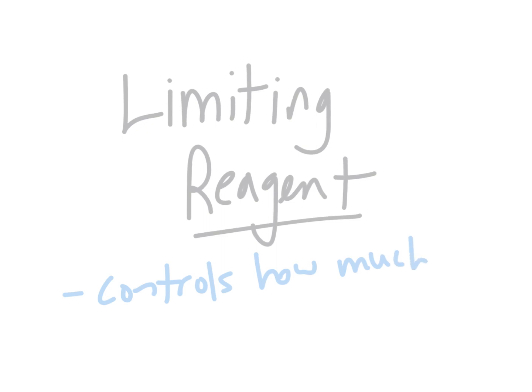This screencast is going to be about determining which reactant is the limiting reactant, or the limiting reagent, as they usually put it. The significance of the limiting reagent in a reaction as modeled by a chemical equation is that it controls how much product is made. It controls how much product is actually produced. It thus also controls how much of other reagents are used up.